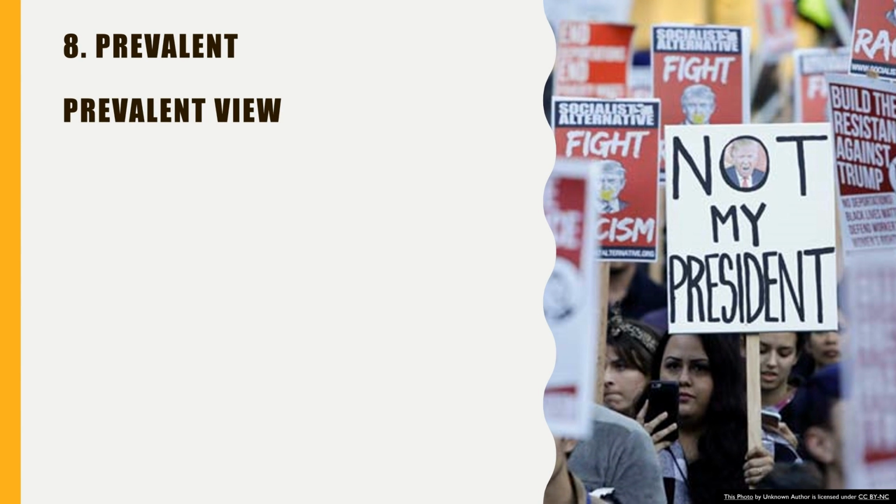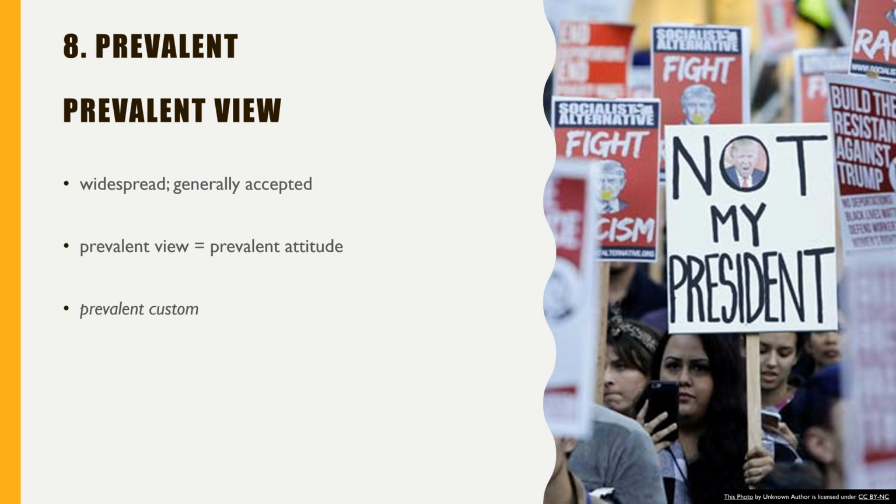Prevalent, prevalent view. Prevalent view is the widespread view, the generally accepted view. So the prevalent view is the prevalent attitude of the society at that time. So in the picture here, yes, we see protesters against Donald Trump, because that seems to be the prevalent attitude among a lot of young people. It's just what's out there and what seems common, and you feel like you have to go along with it because part of it, peer pressure, I suppose. Prevalent custom is the custom or tradition that is prevalent in that culture, that is very common, it's an accepted custom.